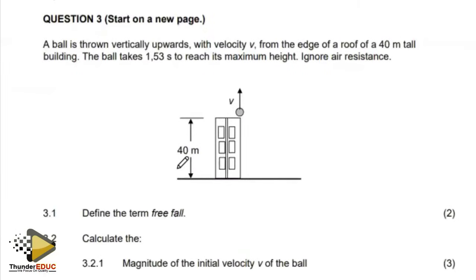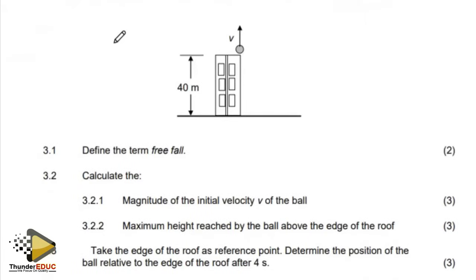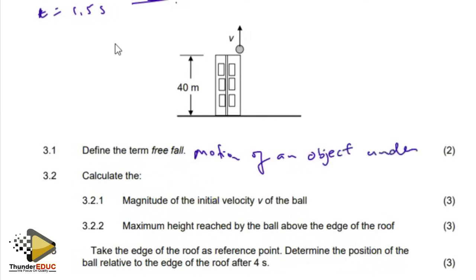Then question number 3, we're being told that a ball is thrown vertically upwards with a velocity of V from the edge of the roof that is 40 meters tall. The ball takes 1.53 seconds to reach the maximum height. Ignore that. Can we define free fall? So free fall is just the motion of an object under the influence of gravity, or you can just say gravitational force.